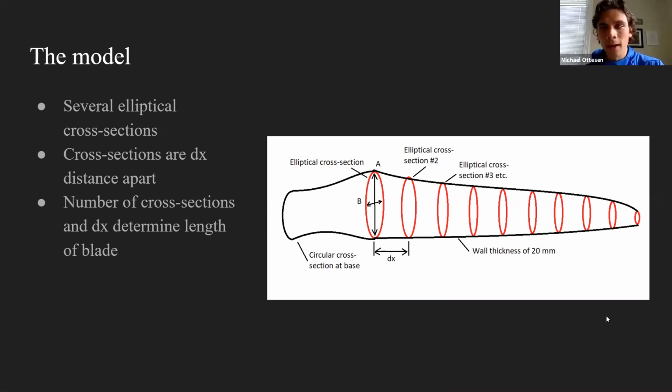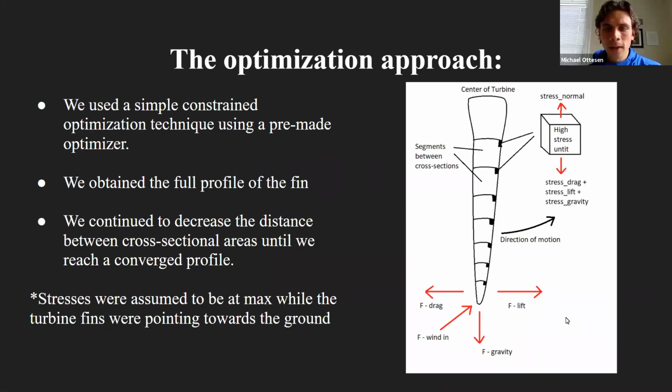We are able to adjust the number of cross sections that we would want in the optimization problem. And so we can determine the number of cross sections, and then also all of these inputs, A, B, and dx, will be optimized in the optimizer. So here's also what the model looks like.